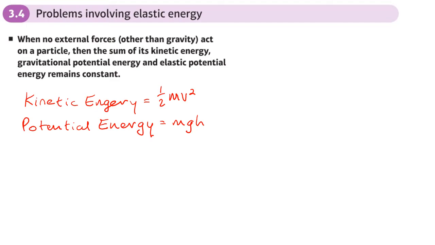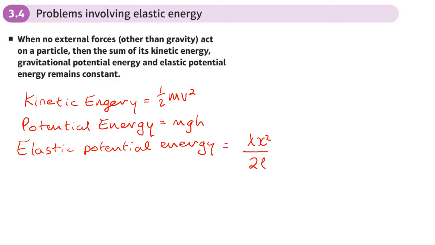And now we introduce this elastic energy, which is elastic potential energy. This is when we will get this stored energy when a spring is compressed or stretched, or when an elastic string is stretched. We have this stored energy, which is elastic potential energy, and that is lambda x squared over 2L.